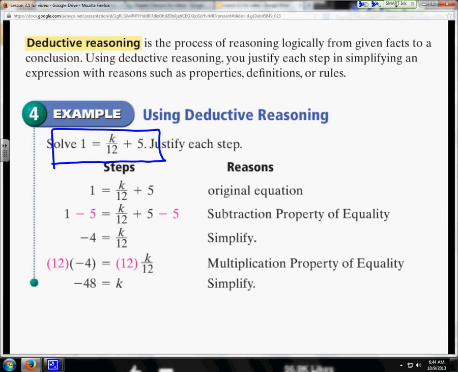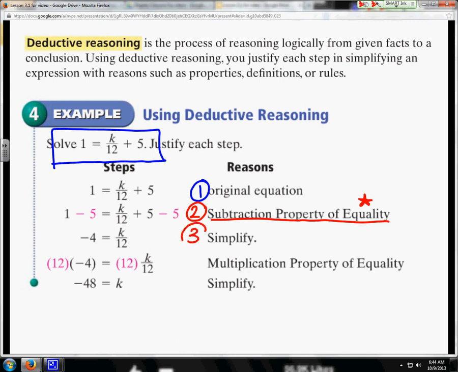So first step is my original equation. That really doesn't mean much. Now my second step, where I subtract 5 from both sides, that is the subtraction property of equality. And it would be the same if I added 5 to both sides. That would be the addition property of equality, which means whatever I do to one side, I can do to the other. You're making things equal. So hence the word equality. Here I just simplified.